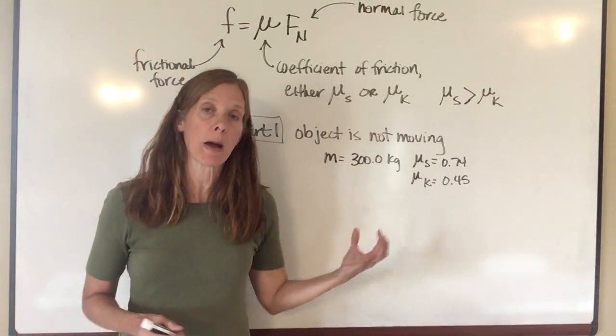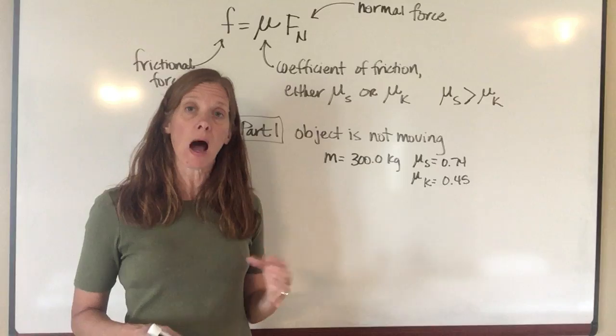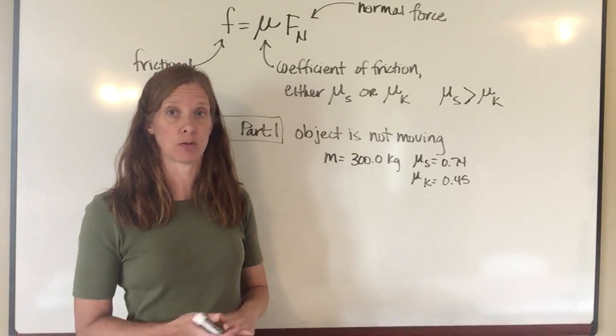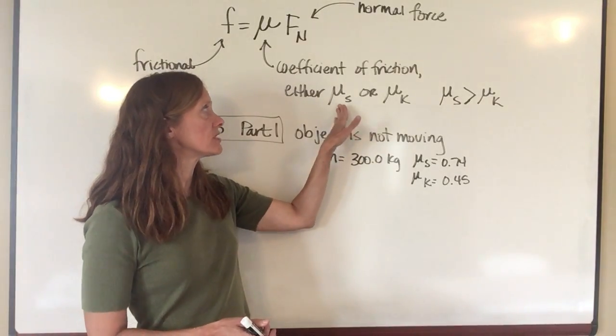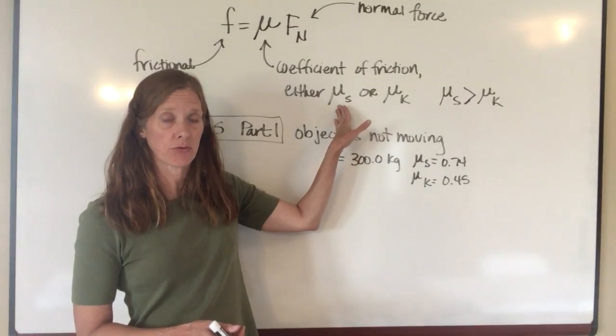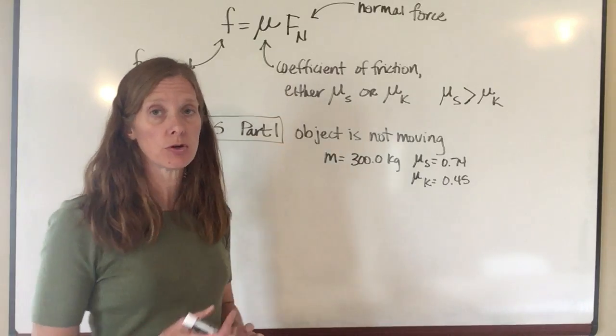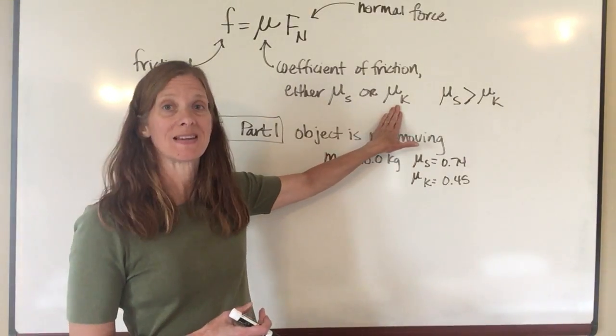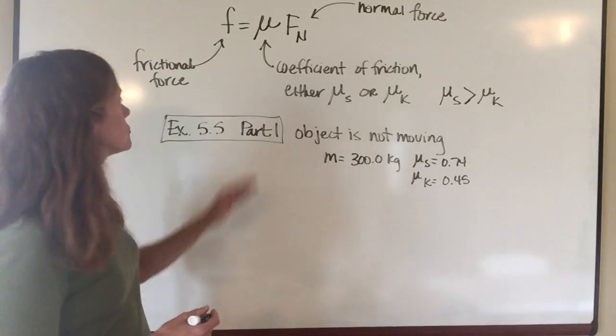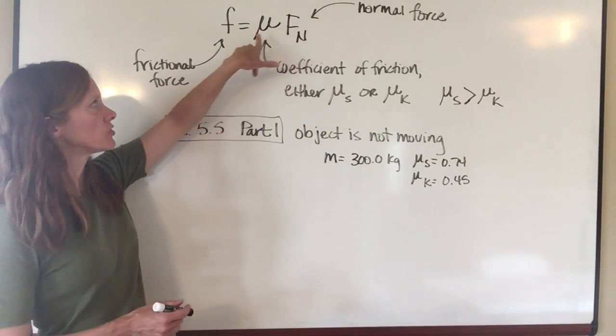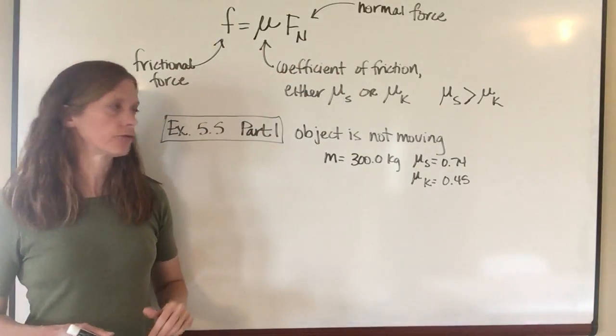So if in the problem the object is not moving and you're trying to get it to move, you're going to need to use the coefficient of static friction. If the object is already moving in the problem, then you're going to want to use the coefficient of kinetic friction. Okay, so frictional force is equal to the coefficient of friction times the normal force.